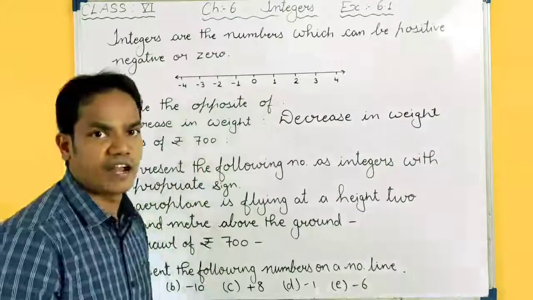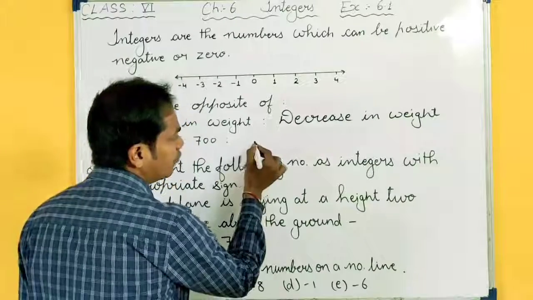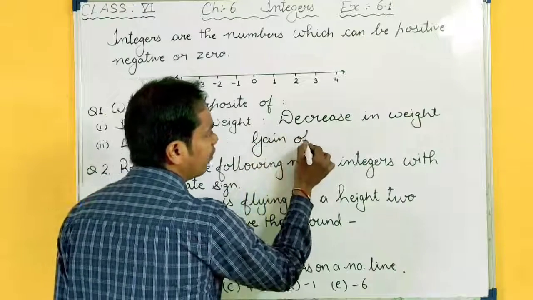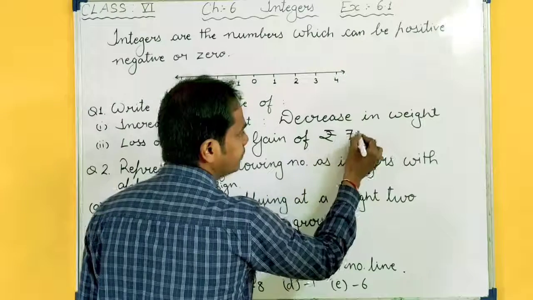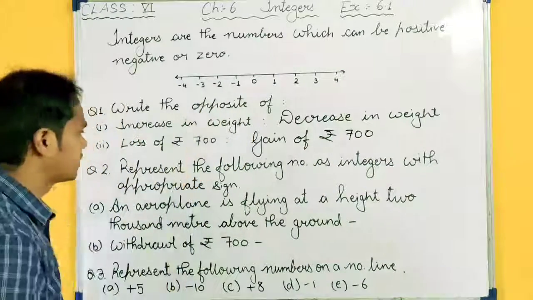Loss of rupees 700. What is the opposite of loss? The opposite of loss is gain. Gain of rupees 700. So this first question is very easy.